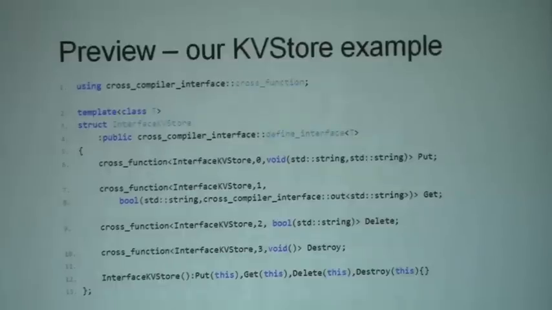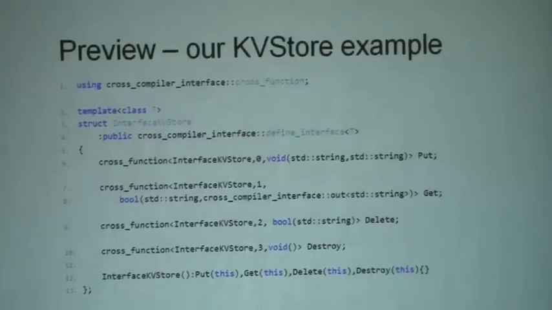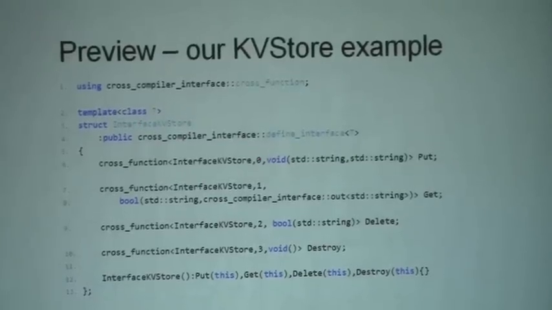All right, here is our preview. It actually gets even better from this. So we're going to use something called cross function. We'll talk about it more in detail. And our interface, instead of having a class or a struct, we make it a template. And we define it from a structure called define interface. So we have cross function, and we just pass in our interface specialization, and then we number it, so position 0, and then basically we pass in a signature.